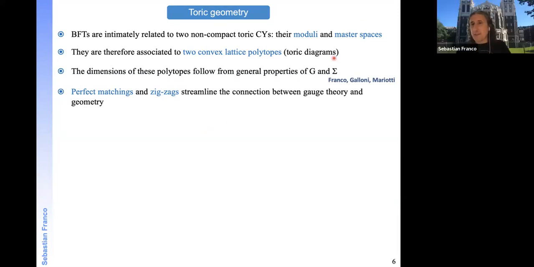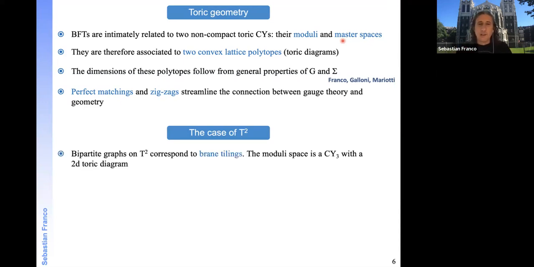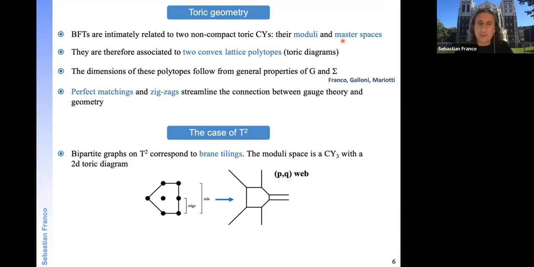And for the master space, you increase it a little bit. Okay. So let me say a few things about T2, the case of the torus. The case when we are talking about the torus is the usual brane tilings. We get the Calabi-Yau threefold. We have the two-dimensional toric diagram. We have things that look like this.